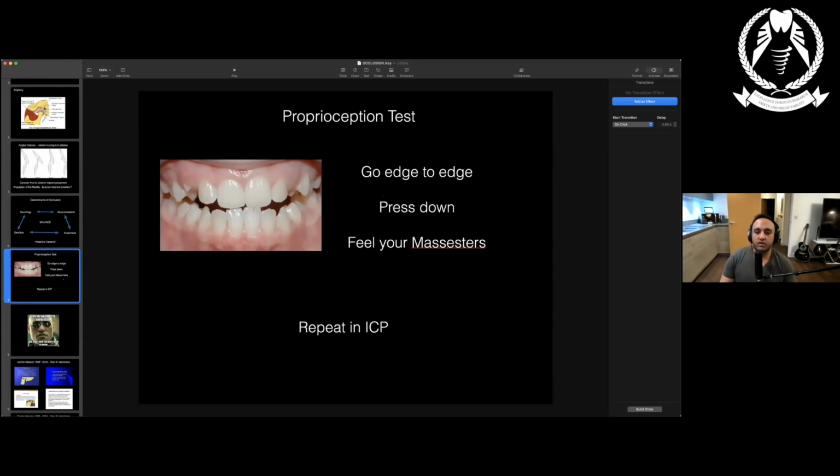Now, there are quite a few delegates on here while you're at home, 92 people online now. I want you all to go edge to edge with your teeth and press down as hard as you possibly can, edge to edge like this, and feel your masseters. Just press as hard as you can and feel your masseters. And you will find that your masseters are not firing up. Now go back into your normal intercuspal position with all your teeth together and fire up your masseters again, and they're contracting. Now that is a built-in protection for your incisal edges and your front teeth.